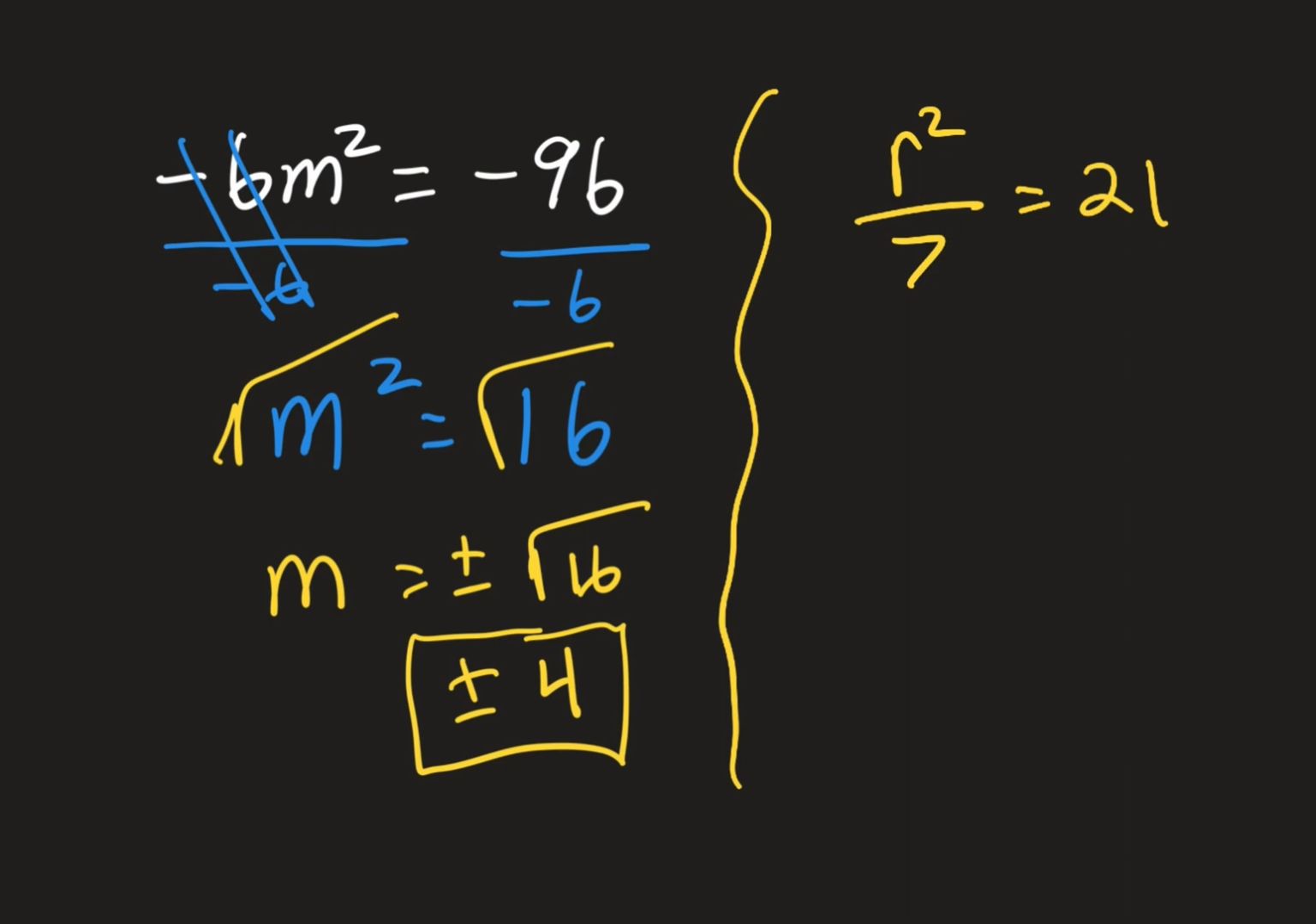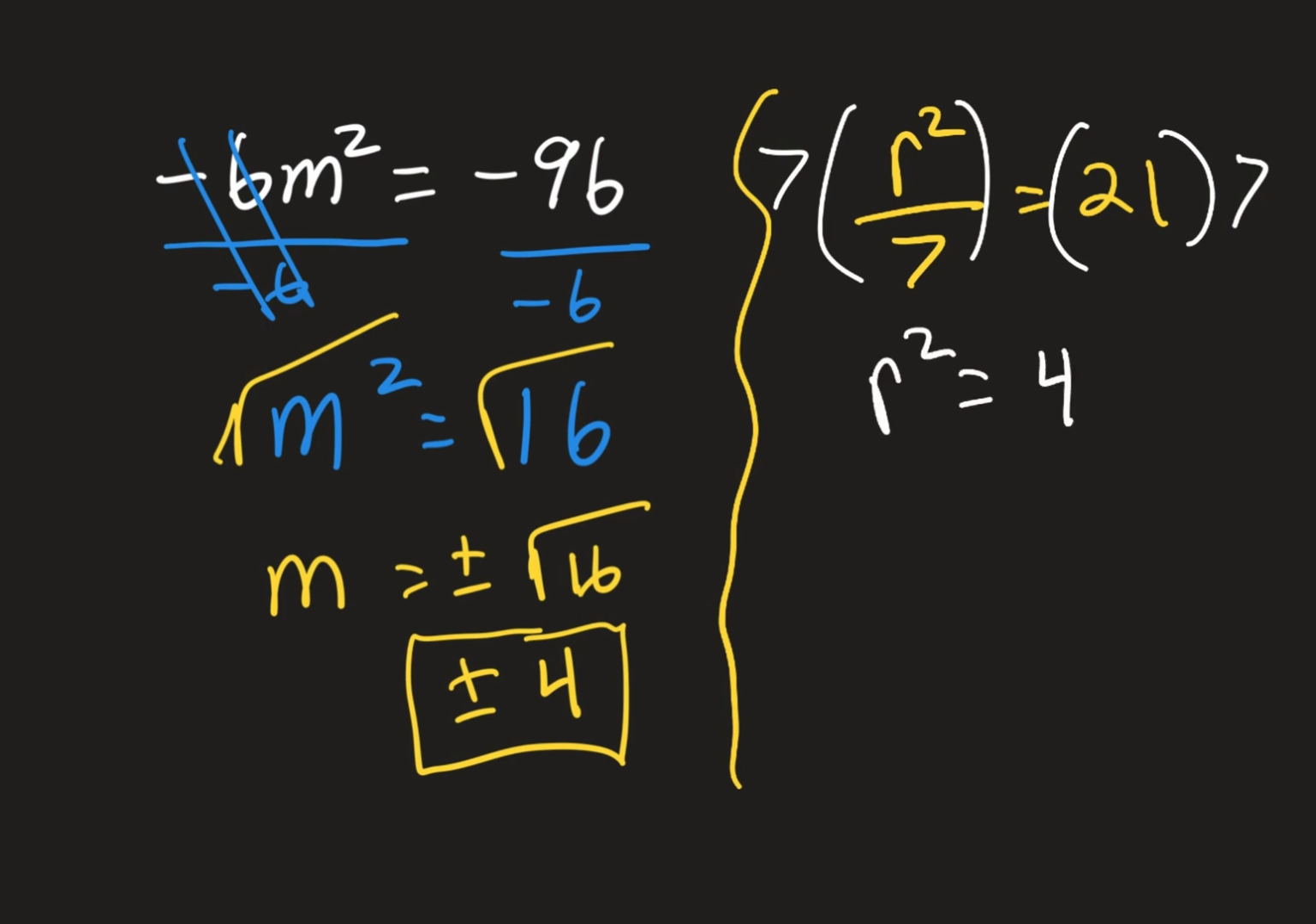How do you get rid of division? Multiply. So multiply both sides by 7. So r squared equals 147. 7 times 20 is 140 plus 7. Yep, 147. Take the square root. r equals plus or minus the square root of 147.